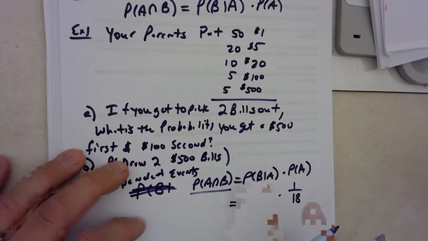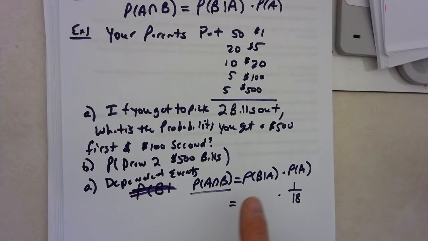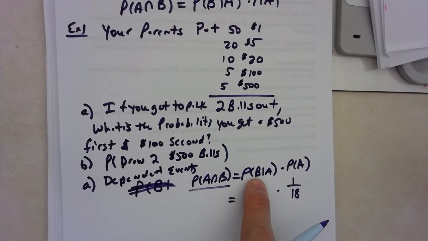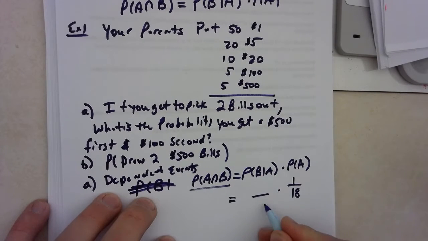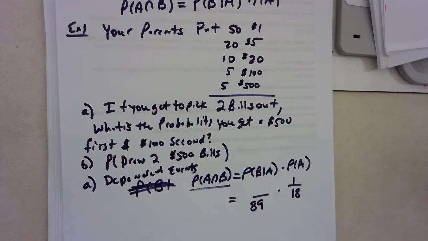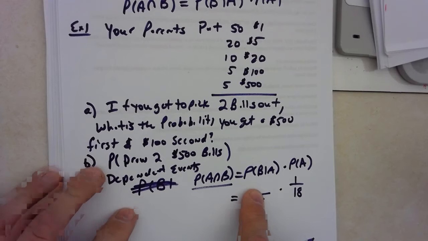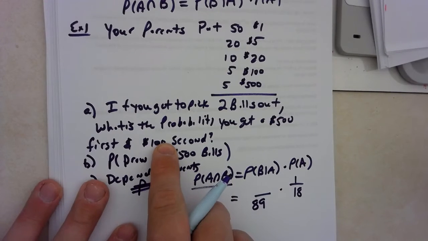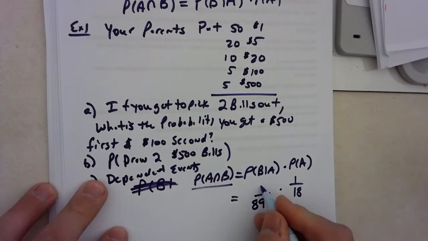Now, what's the probability that you get a $100 bill second? So that means given that the first one was a $500 bill, there are bills left. So that goes in our weighted fraction. Now the total events: there's only 89 events left to choose from. How many would be successful? A $100 bill is successful. How many hundreds? 5.